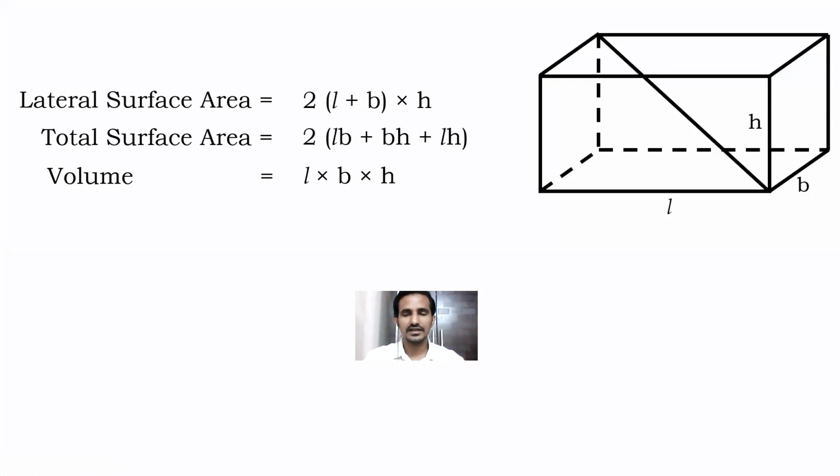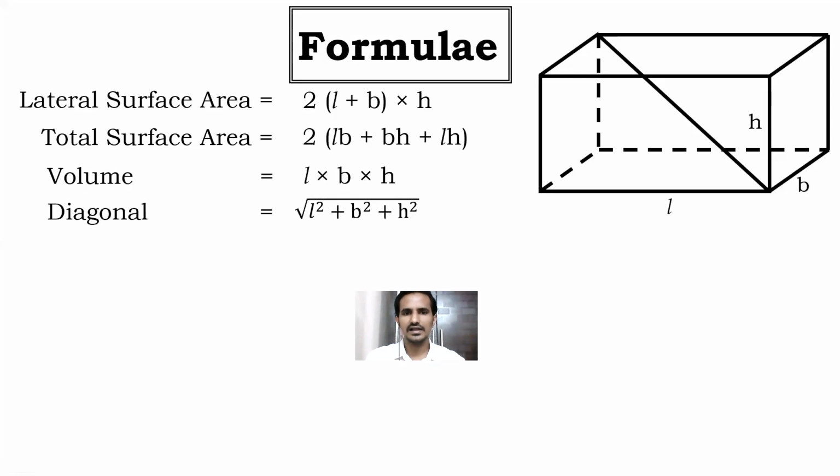The diagonal that I told you about. What will you do for the diagonal? There is a formula for the diagonal. It is something like Pythagoras, not exactly, but it can be proved with the help of Pythagoras. I am not showing you the proof. I am telling you the formula directly here. So it is under the root L square plus B square plus H square.